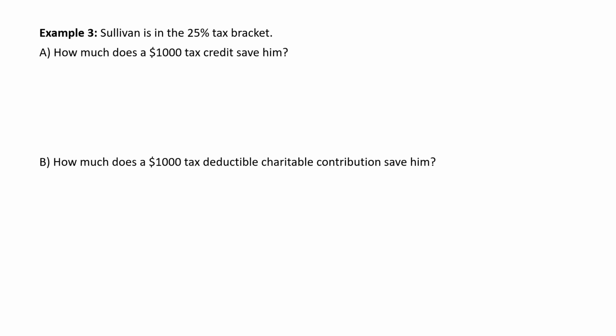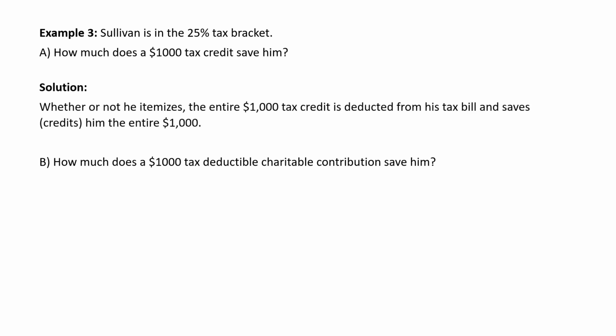Example, Sullivan is in the 25% tax bracket. A, how much does a $1,000 tax credit save him? Our solution, whether or not he itemizes. The entire $1,000 tax credit is deducted from his tax bill and saves or credits him the entire $1,000.